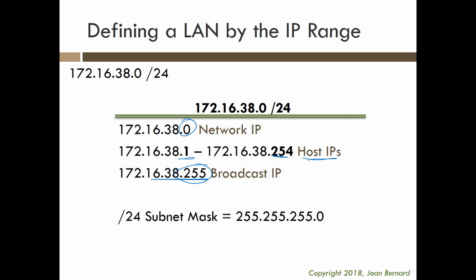These are the valid or the usable hosts that can be assigned to devices such as computers, routers, switches, printers, and so on. We also know that the /24 subnet mask can be written as its dotted decimal equivalent 255.255.255.0. You may want to memorize this if you haven't done so already. You can always use your subnetting cheat sheet as well to remember that /24 is the equivalent of 255.255.255.0.